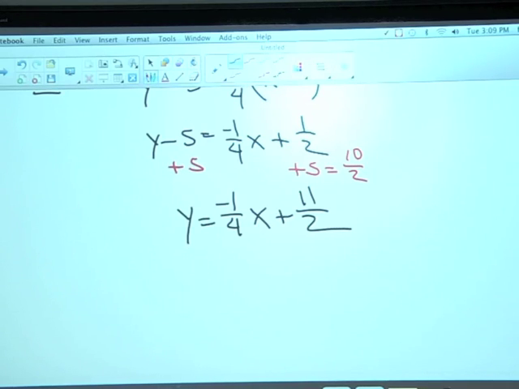Wouldn't you want to write 5.5? Because if you have that, you've got to go backwards to figure out what that is to find out where your y-intercept actually is.